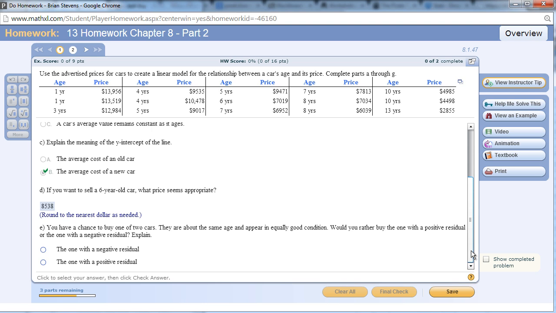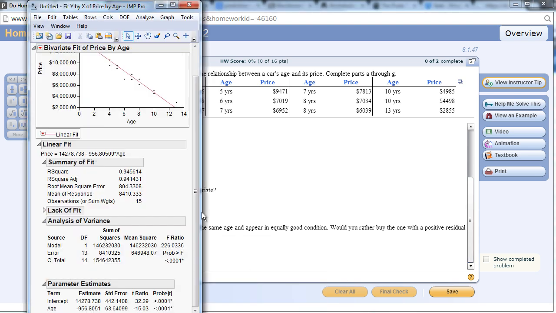You have a chance to buy 2 cars. One has a positive residual and one has a negative residual. What I like to pretend here is that these are the exact same cars, just 2 different people trying to sell it to you. Maybe it's a husband and wife, or 2 different dealerships that somehow have access to the same car. So you're going to get the same car no matter what. With this in mind, let's look at our model.